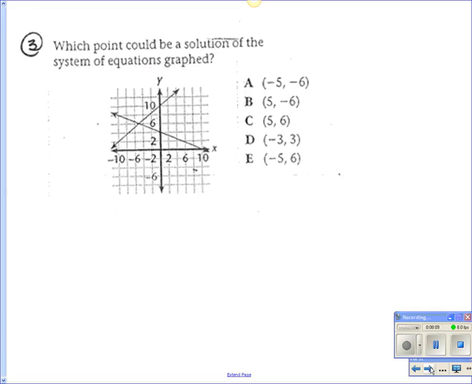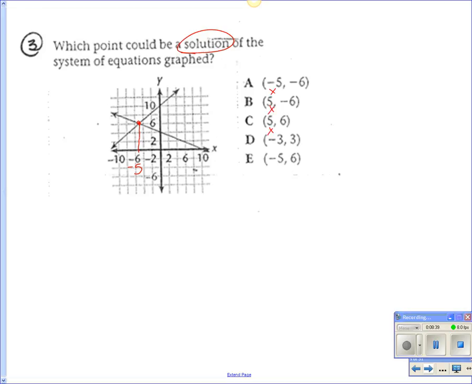Number 3, which point could be the solution of the system of equations graphed? Kayla, what's the key word? The solution is where they do what? So right here. It's hard to see, but it's halfway between, so it's actually not -6, it's -5. -6 is not even an answer choice, so they're not going to try to trick you, all right? It's at -5.